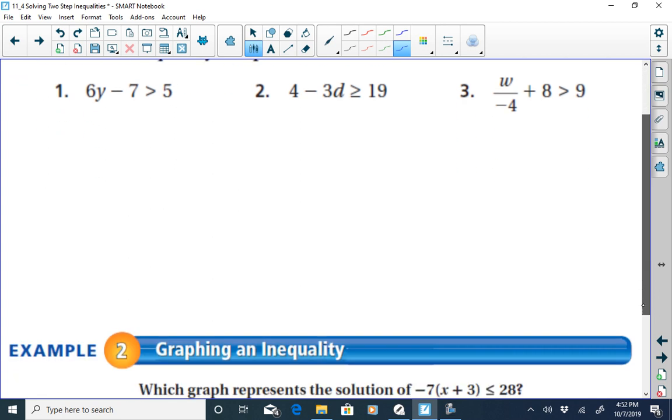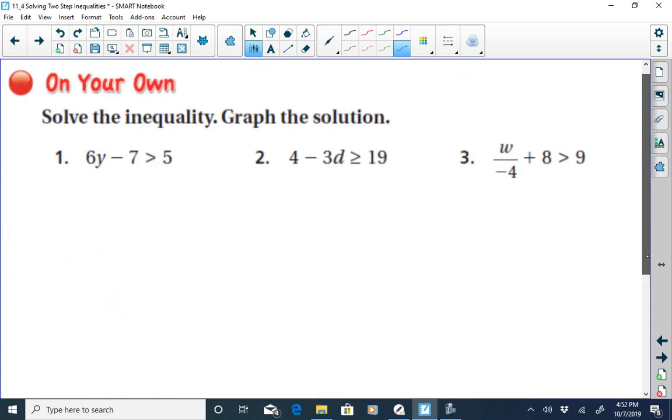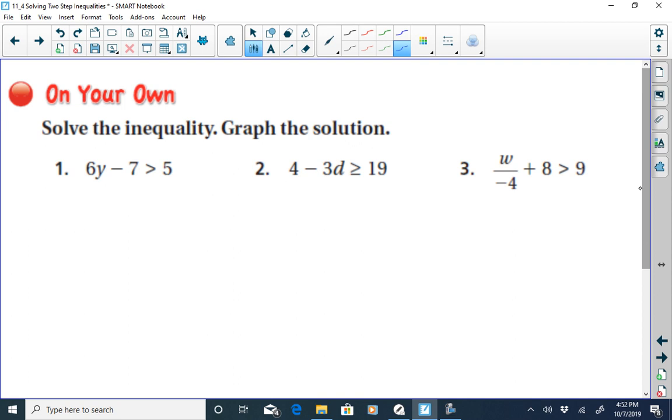So here's 3 that you can try on your own. See how you do with each one of these. You're asked to solve the inequality and graph the solution. So we're going to be adding 7 to both sides of this inequality using the inverse operations. On the left side, they're going to cancel. That's going to be 0. 6 times the number y is less than 5 plus 7, which is 12.